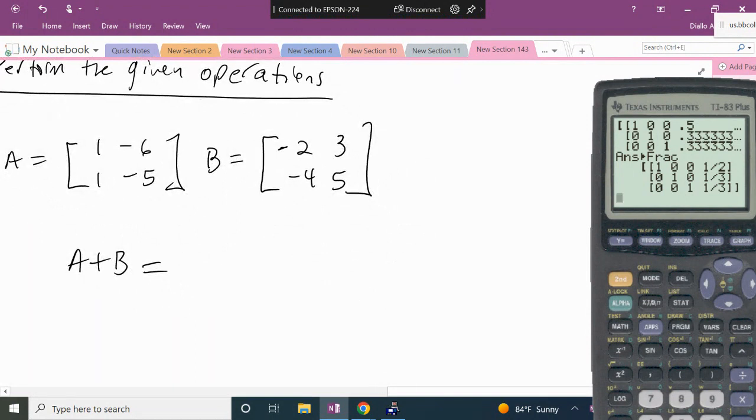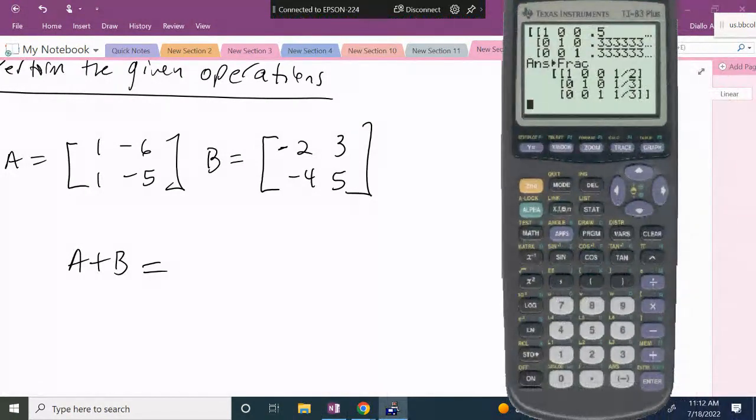All right, so I'm going to put in matrix A. I'm going to put in matrix B in the calculator. And then we're simply going to use a calculator to add those two matrices together. Right, so if we look at the matrix A, that's going to be a 2 by 2, right? Because we got 2 rows, 2 columns.